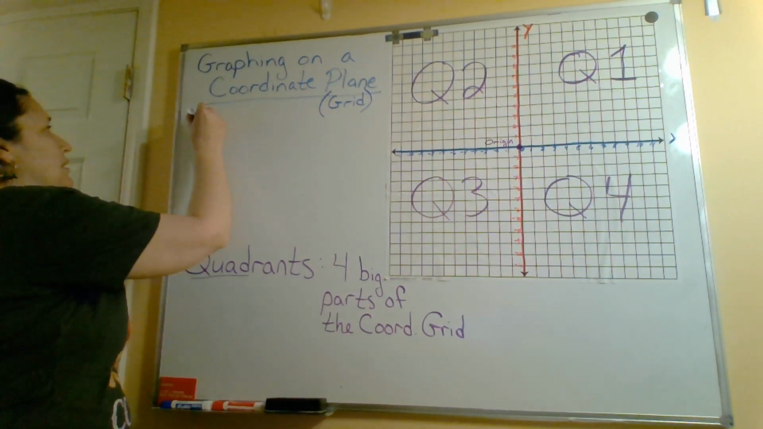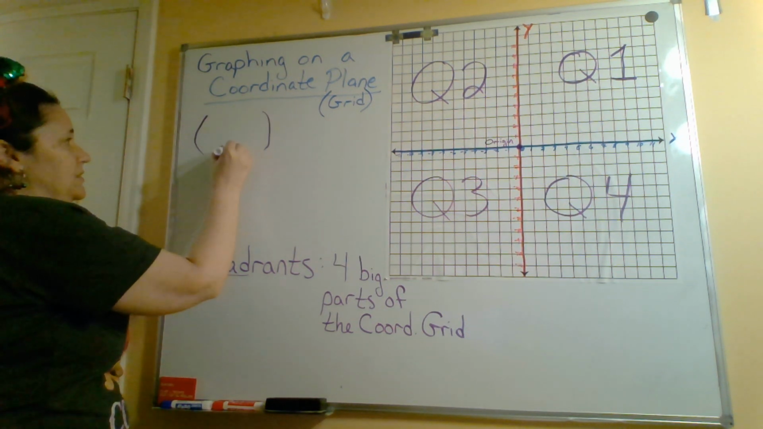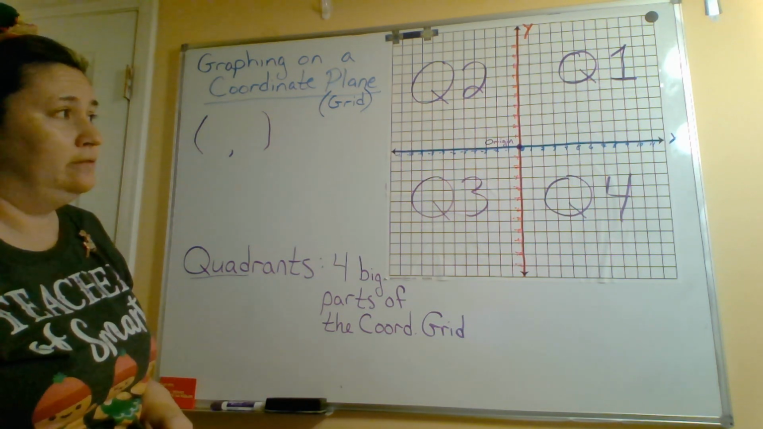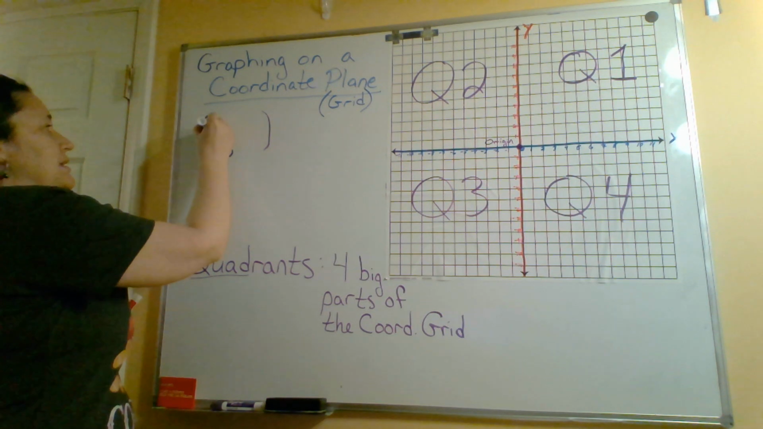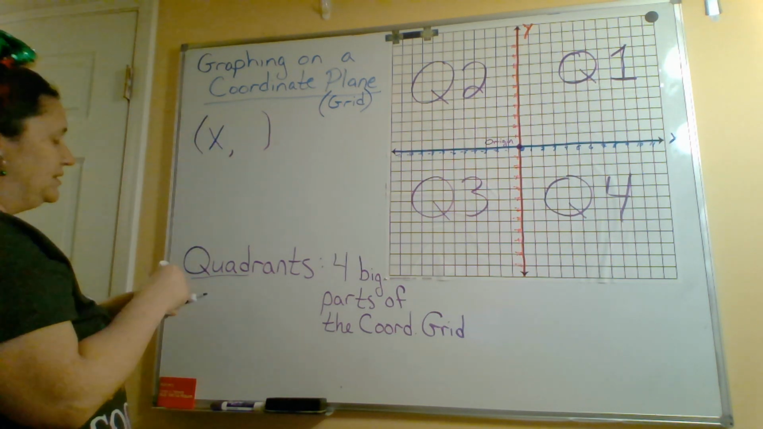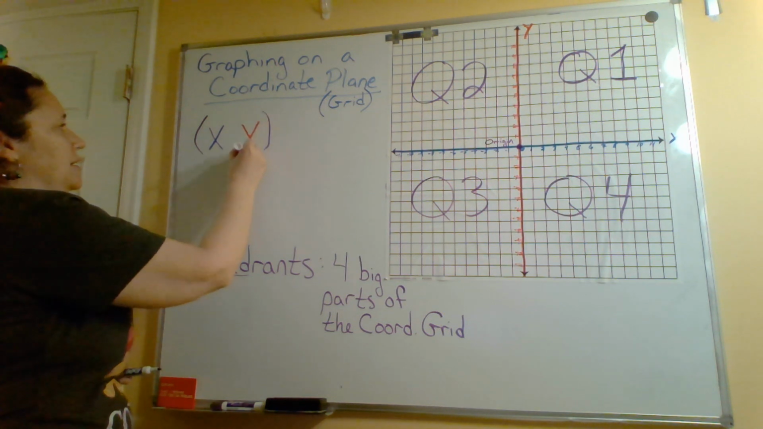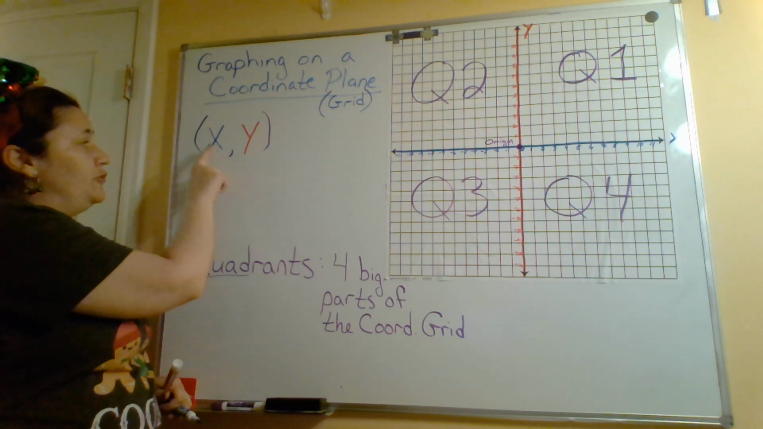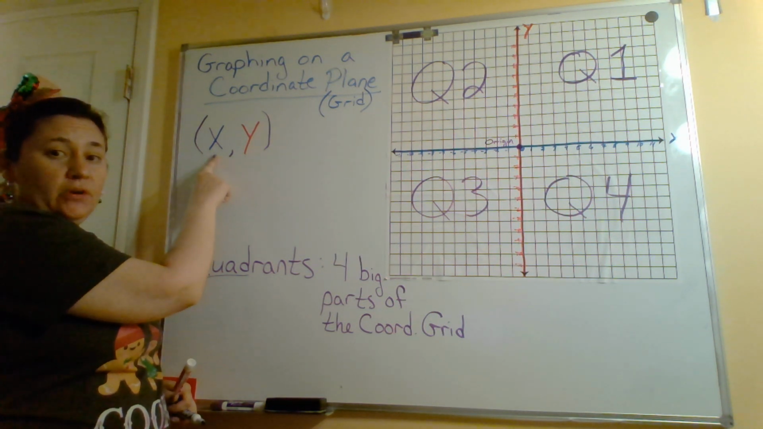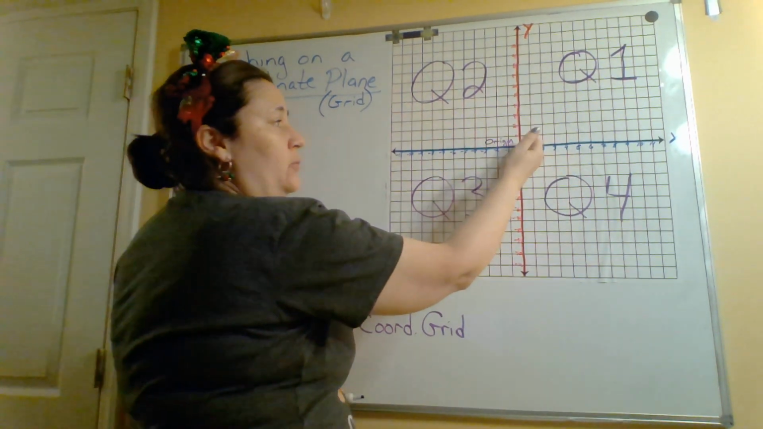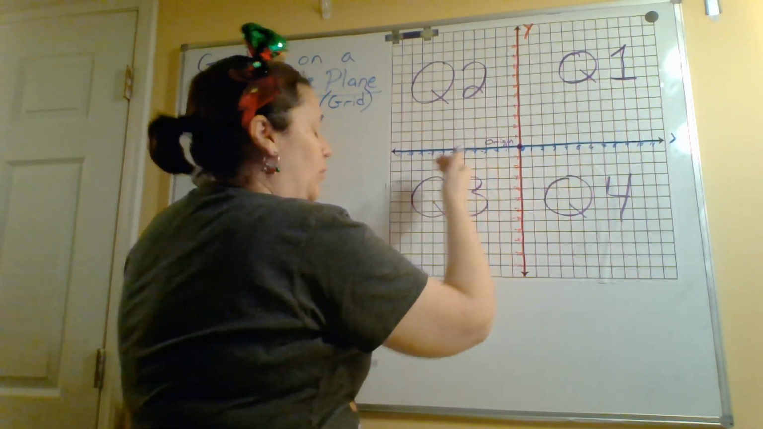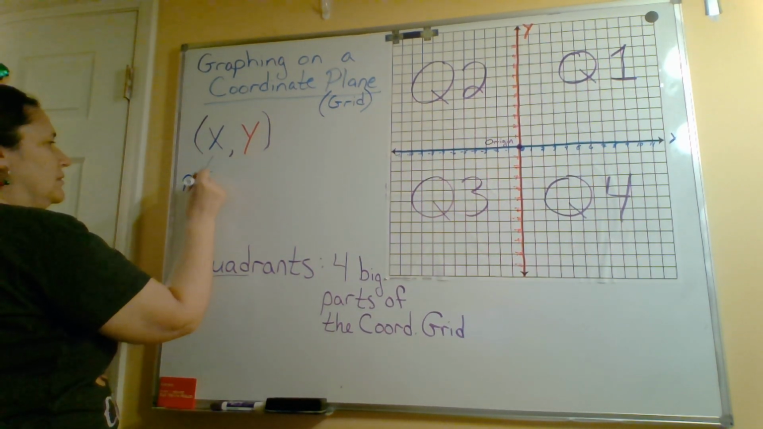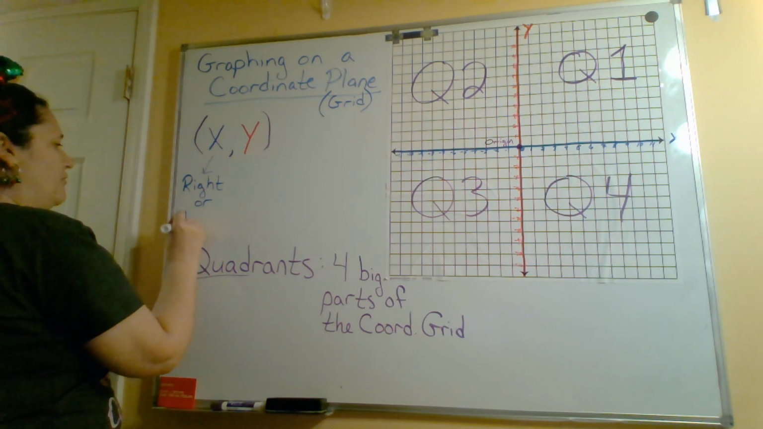We put these 2 numbers in parentheses with a comma between them. This is called an ordered pair. The first number is the x number. The second number is going to be the y number. And it's okay if you don't understand this yet. I'm going to explain. The first number is the x number. It tells you how far from the origin you have to go, either right or left. This first number tells you to move right or left.